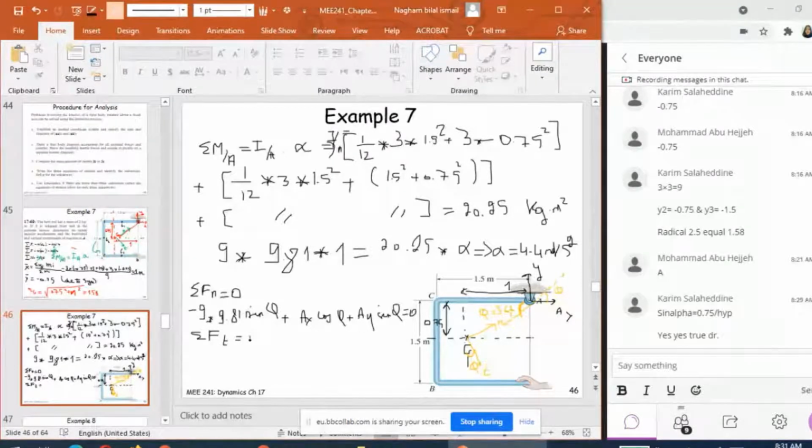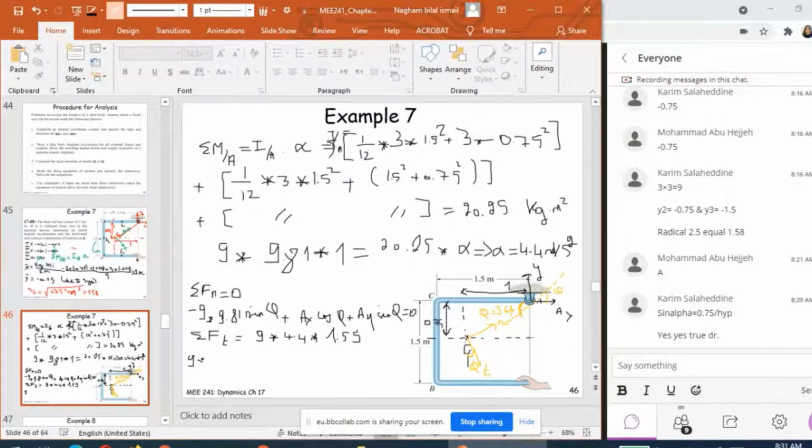And then if you apply the second equation, which is sum of Ft, now it's not equal to 0, it's equal to m, which is 9, times alpha, 4.4, times Rg, which is 1.55. All right?